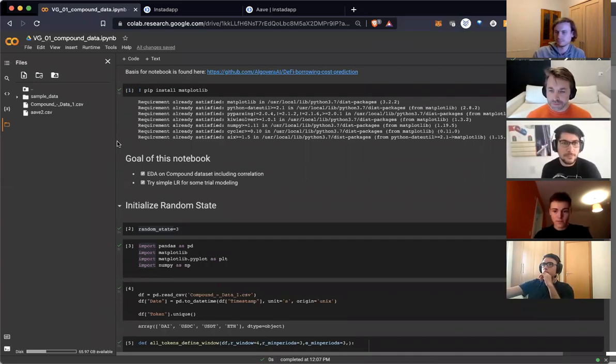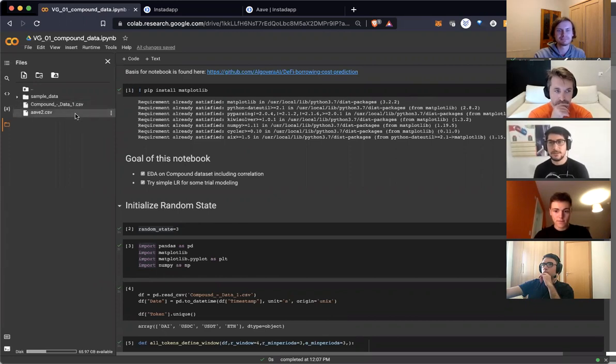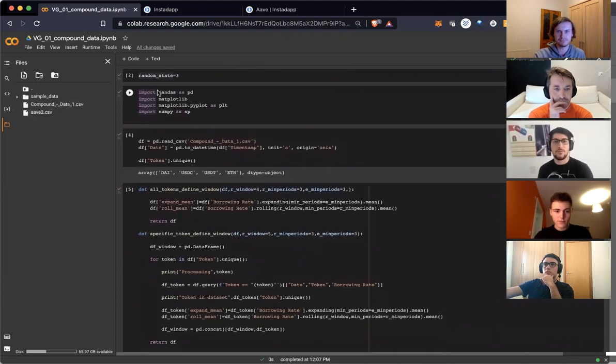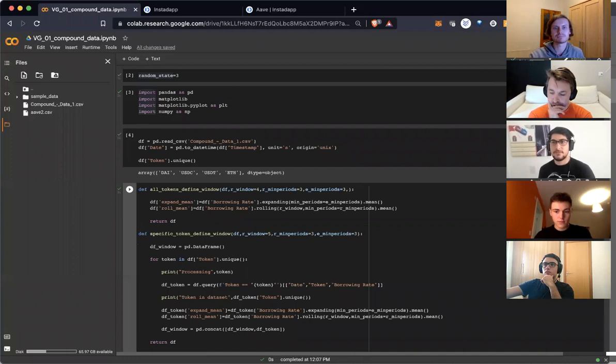So I looked at the last DeFi hacking session, and I saw that we were using these two data sets. One's from Compound, one's from Aave. I don't know who put that in Discord, but thank you for those data sets. So then the goal was to kind of understand what's happening in the data set. So let me just delete this.